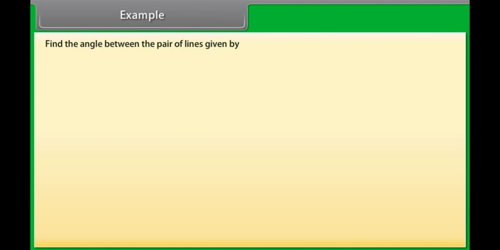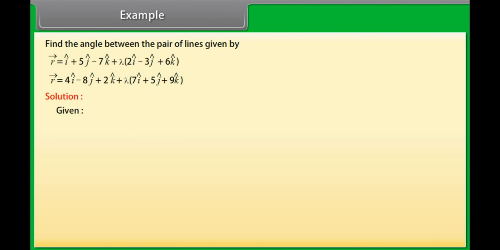Example: find the angle between the pair of lines given by vector r equals i plus 5j minus 7k plus lambda(2i minus 3j plus 6k), vector r equals 4i minus 8j plus 2k plus mu(7i plus 5j plus 9k). Solution. Given vector r equals i plus 5j minus 7k plus lambda(2i minus 3j plus 6k), vector r equals 4i minus 8j plus 2k plus mu(7i plus 5j plus 9k).